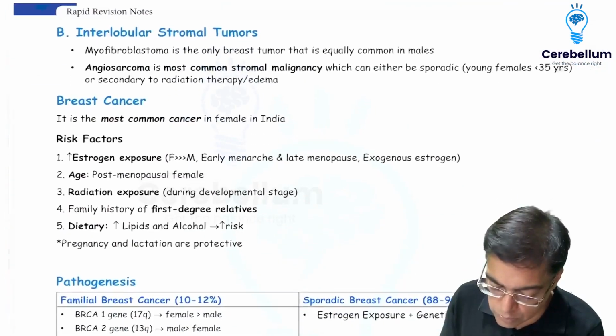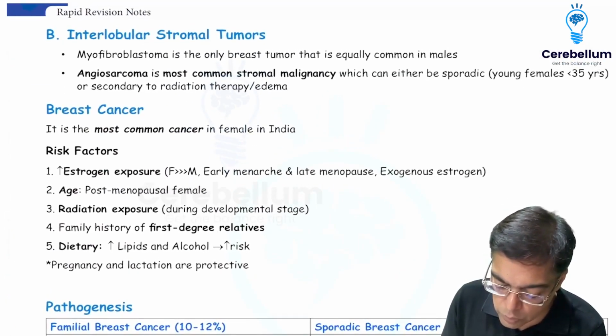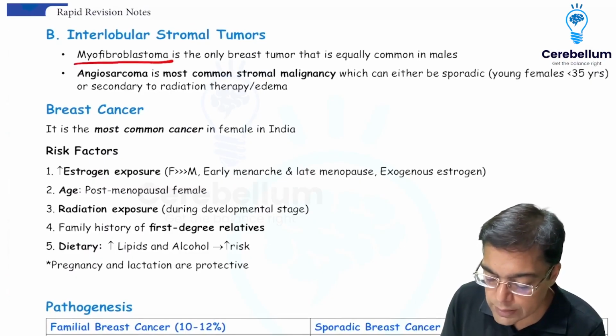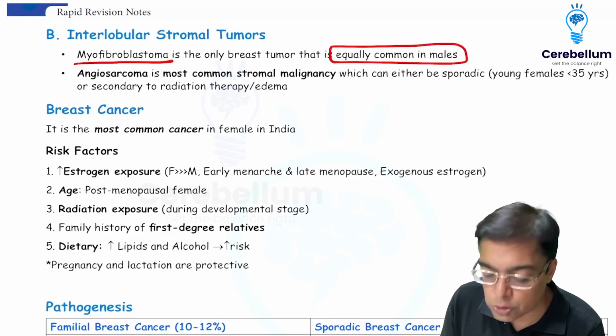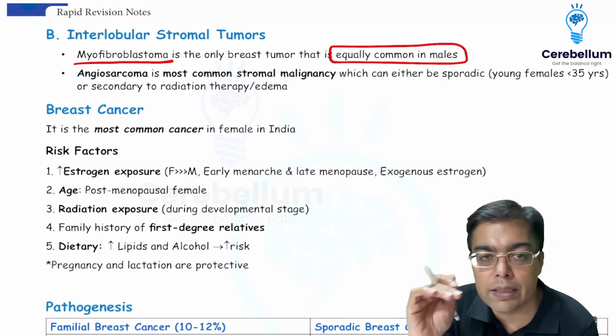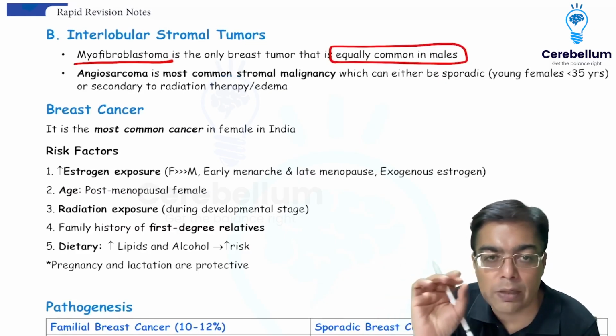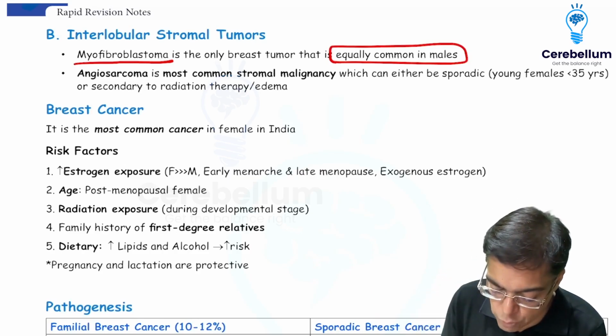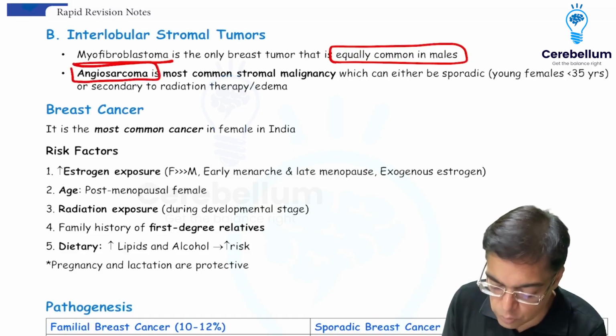Then we are going to be talking about the intralobular stromal tumor, which may include certain names which have been given as options in the exam. So myofibroblastoma, that's the only important fact that is to be remembered, that myofibroblastoma has an equal incidence in both males and females. If we are talking about a stromal malignancy, then the commonest stromal malignancy happens to be a tumor that is given the name of angiosarcoma.